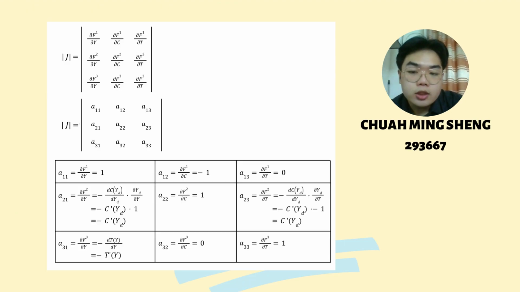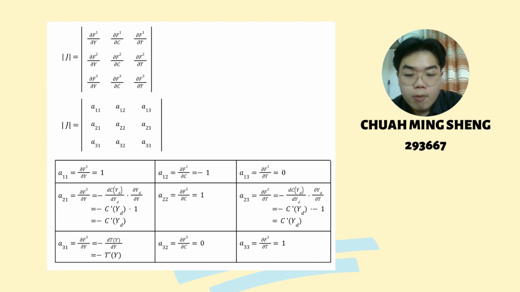So now we will use the Jacobian matrix, 3 by 3, to find the Jacobian determinant. At A11, we get 1 for the partial derivative of F1 with respect to Y. At A12, the partial derivative of F1 with respect to C is equal to -1. At A13, the partial derivative of F1 with respect to T is equal to 0. At A21, we use the chain rule to find the partial derivative of F2 with respect to Y, and we get -C'(Yd). And A22, the partial derivative of F2 with respect to C is equal to 1.